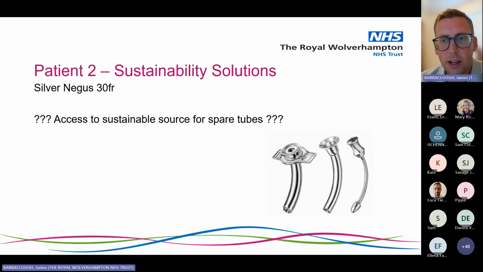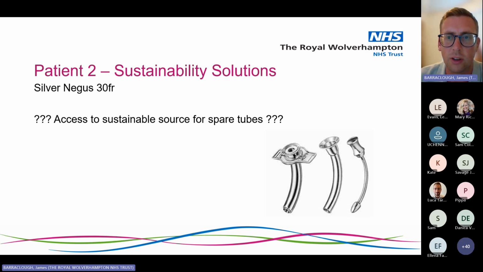We have a few patients with Sylvinegus tubes, and I love Sylvinegus tubes. I think they're really, really helpful. Patients absolutely adore them. They're almost like their buddies. We have a patient who comes to us for our tracheostomy training days that we hold every 3 or 4 months, and he describes exactly why he really likes his Sylvinegus tubes.